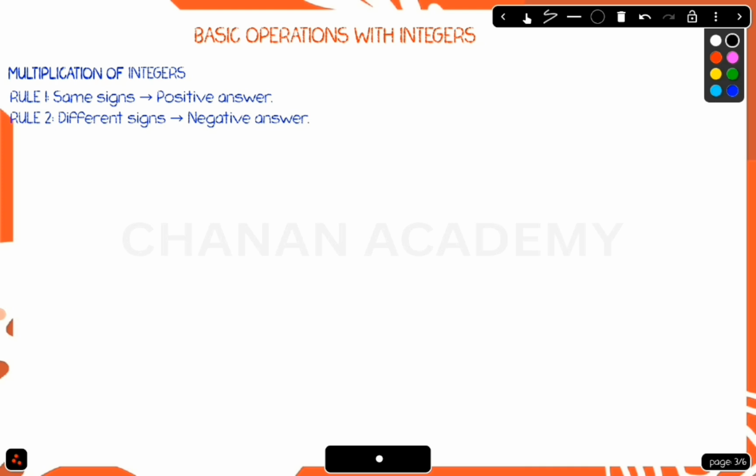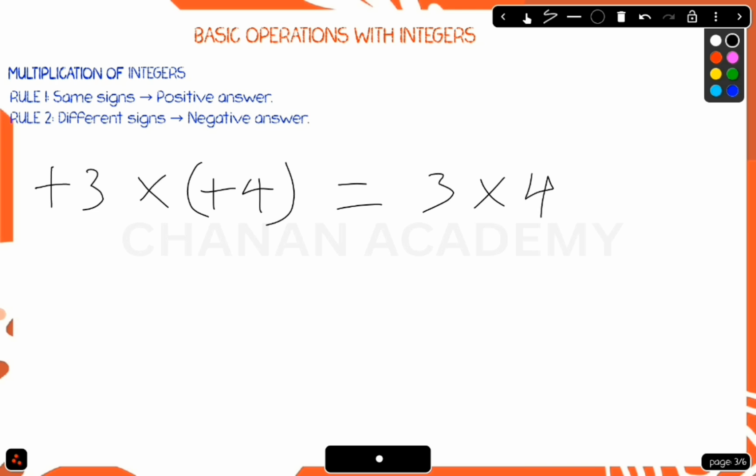Alright, let's take some examples. Let's say plus 3 multiplied by plus 4, which can also be written as 3 multiplied by 4. Using the first rule, if the signs are the same, the result will be positive. So 3 multiplied by 4, the answer is 12, and the result is positive, so it's 12.